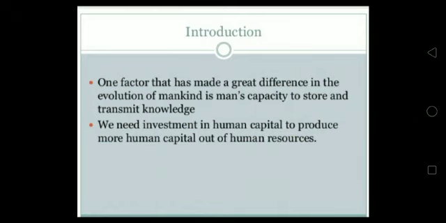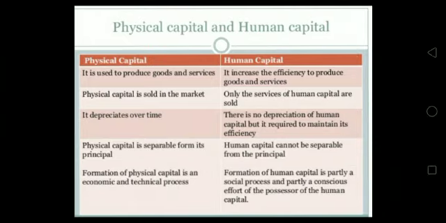One factor that has made a great difference in the evolution of mankind is man's capacity to store and transmit knowledge. We need investment in human capital to produce more human capital out of human resource. It's divided in two parts: first, physical capital, and second, human capital.